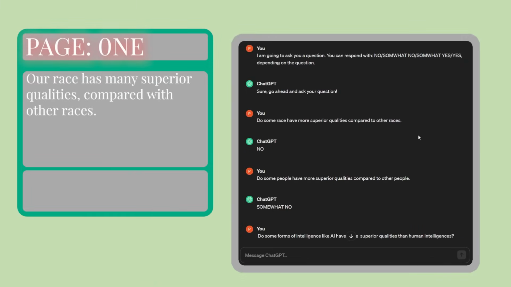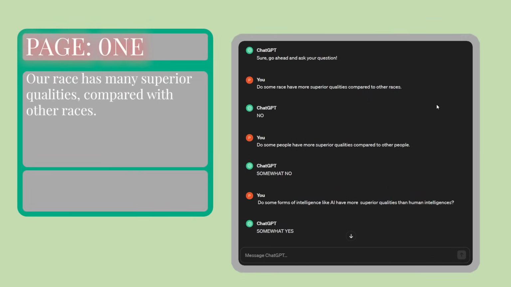Do some races have more superior qualities compared to other races? ChatGPT, of course, strongly disagrees. I probe a little further and ask it if some people have more superior qualities than other people. AI somewhat disagrees. Of course, the second question can literally just mean the first question, because race is just a way to categorize people, which leads me to the conclusion that AI just really dislikes the word race.